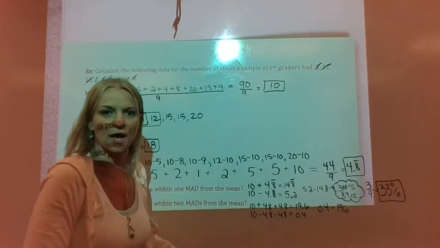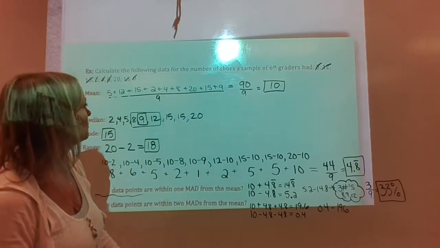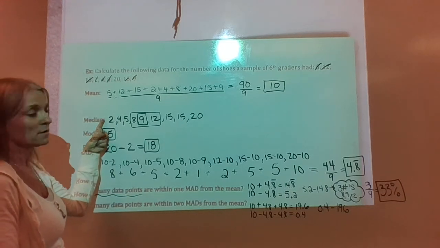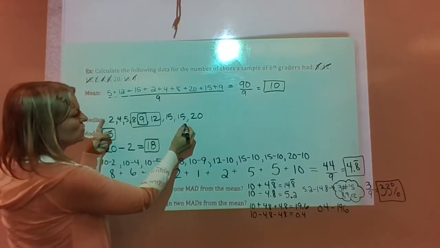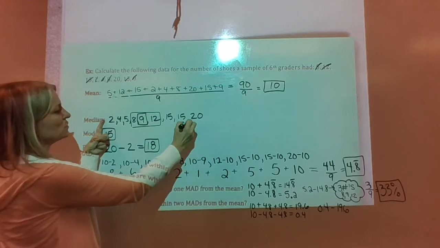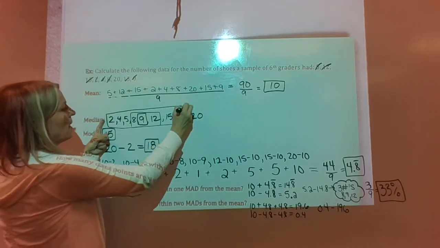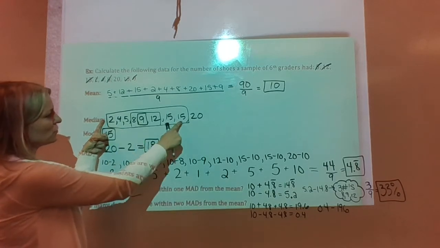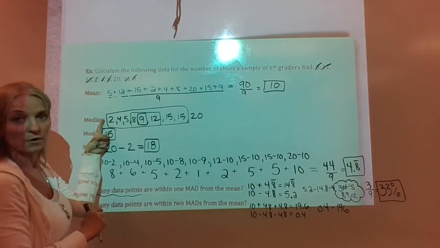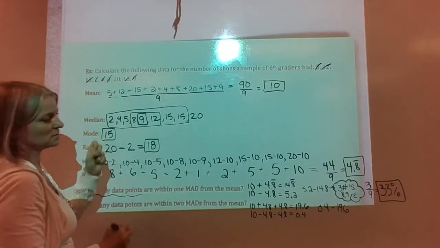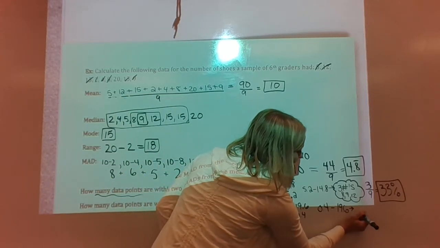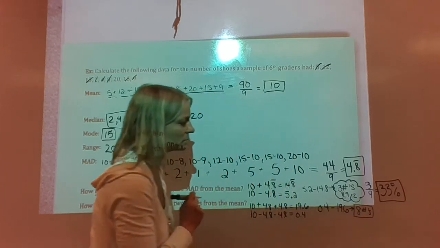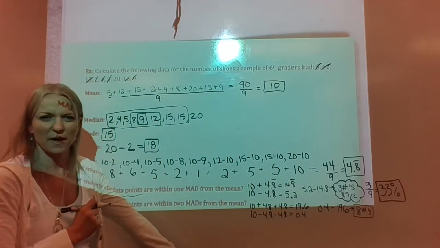So let's see how many data points that is from 0.4 to 19.6. So 0.4, well, that's smaller than my smallest number. And 19.6, ooh, it almost includes my biggest number. So it includes everything but the 20. So we've got everything 2 through 15 here. So we have 8 of our numbers that are within 2 MADs. Okay, so we'd say 8 numbers are within 2 MADs.